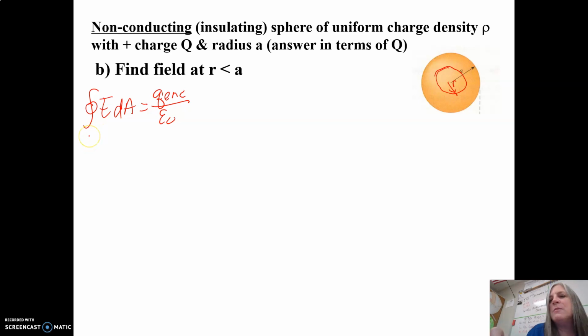The dA, well, that's just the area of my imaginary surface, which is inside this. So as long as I'm symmetric, it's just a regular E. The area, of course, is the area of a sphere, which is 4 pi r squared, little r because it's my imaginary sphere. And then this is where the difference is, Q enclosed. Well, now all the charge isn't enclosed. So we're going to have to use our charge density to get at the charge enclosed.